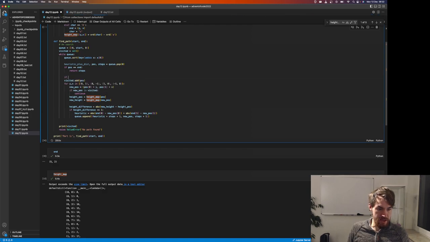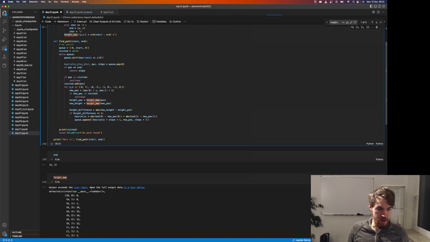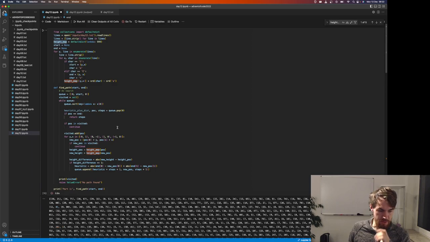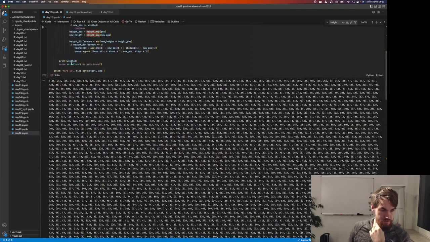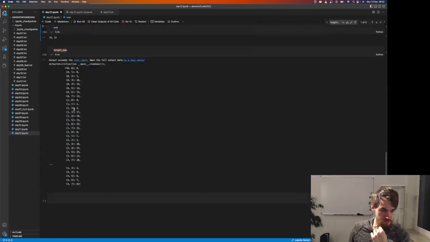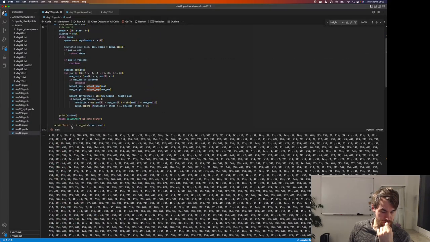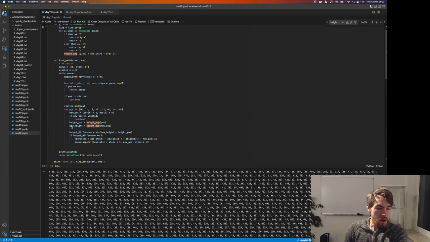I guess if pause and visit it, we can continue, because otherwise we keep expanding the same things. Ah, look at that. No path found. Okay, what am I doing wrong? I always thought that I was pretty okay at implementing pathfinding algorithms, but apparently not at 6 a.m.